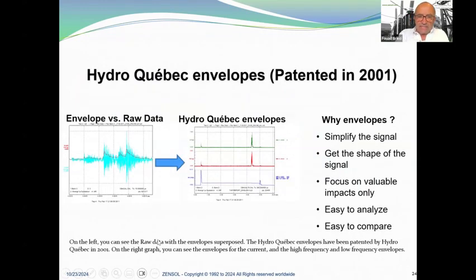On the left, you can see the raw data with the envelope superposed. The Hydro-Quebec envelopes have been patented by Hydro-Quebec in 2001. And on the right graph, you can see the envelopes for the current here on the bottom, and the high frequency in red, and low frequency envelopes. So why envelopes? Because it simplifies the signal. We get the shape of the signal, and we can focus on variable impacts only, and it's easy to analyze and easy to compare, exactly like what we have done with the magnet, the glue, and the beeswax signals.